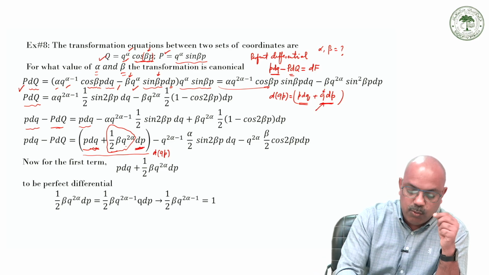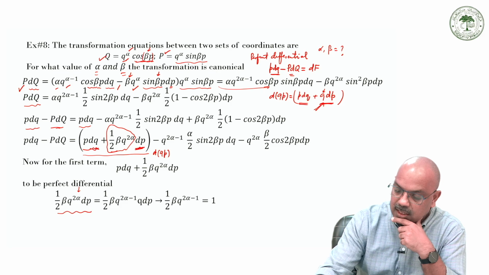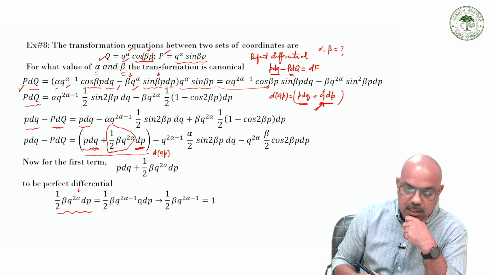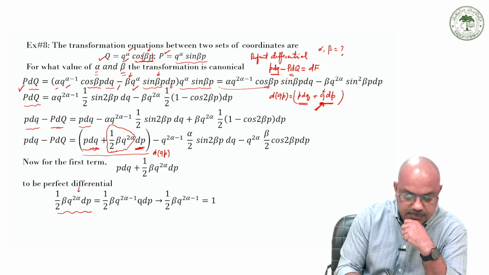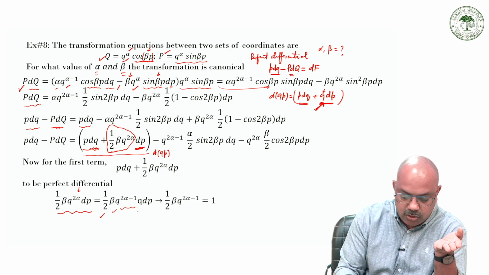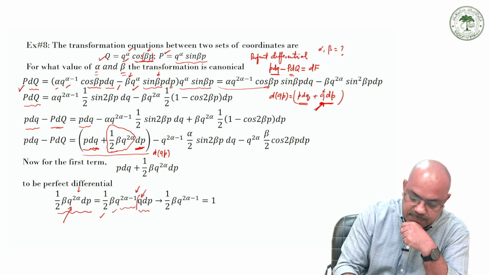Okay, so what I want is half beta q to the power 2 alpha dp is going to be equal to q. Okay, so now what you want is to be a perfect differential, that is, this is half beta q to the power alpha minus 1, and this is going to be q dp. So I write this q to the 2 alpha as 2 alpha minus 1 and then multiplied by q, so this becomes q dp.